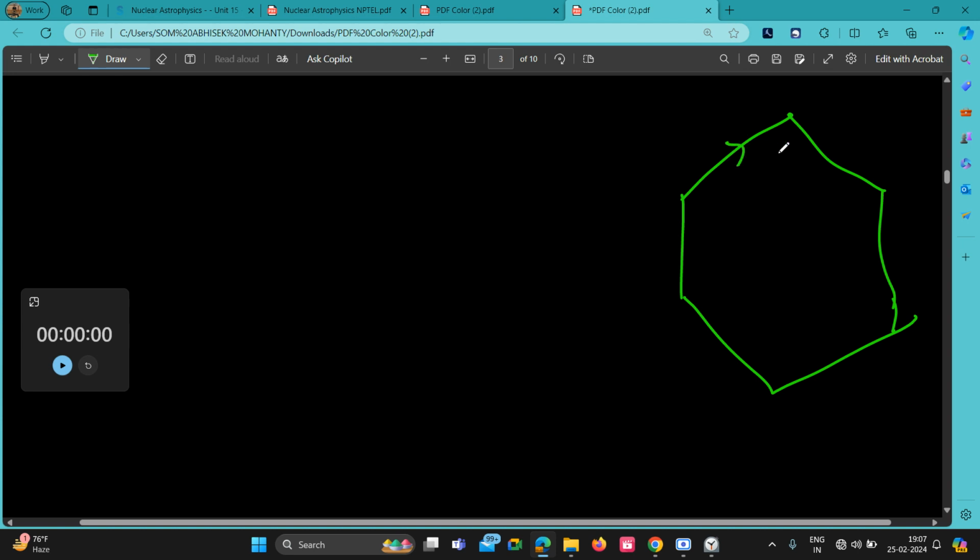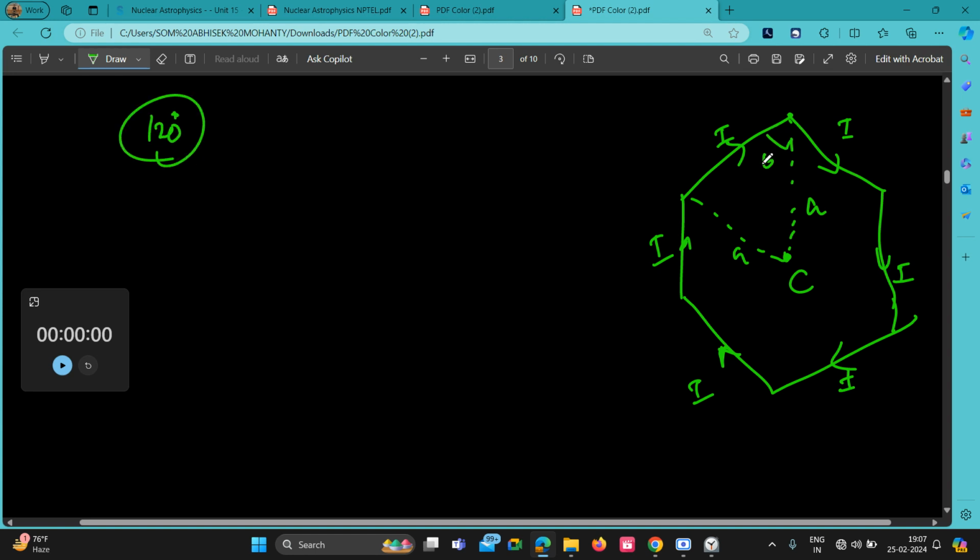So the current is moving like this. Current I is like this. So this is the center, right? And the distance from the center is a. That means this is a, this is a. So for a regular hexagon, all the angles are 120 degrees, right? So if I draw a, this will be 60 degrees, this will be 60 degrees, and this will also become 60 degrees. So this is an equilateral triangle with all the sides a and all the angles 60 degrees, right?